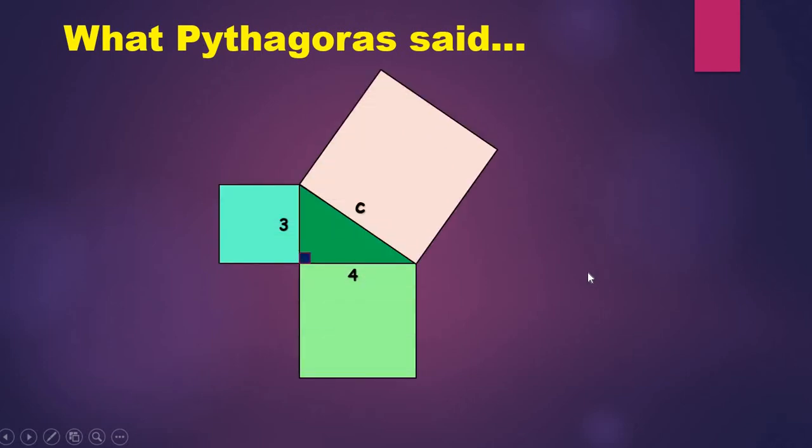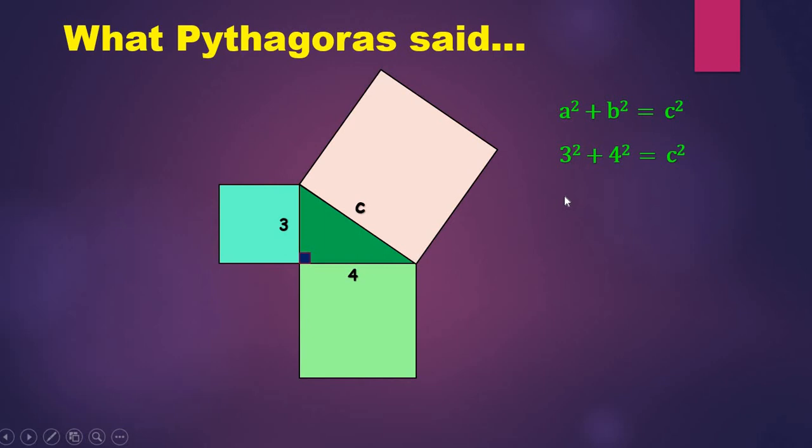Next, let's try an example by applying the theory. In the given example, you can see the lengths of two sides are given. They are 3 and 4 units. We are going to find the length of the hypotenuse using Pythagoras theorem. You can see the equation on the right side. Let's substitute the given values into the equation. It looks like this. Now, let's solve the equation.